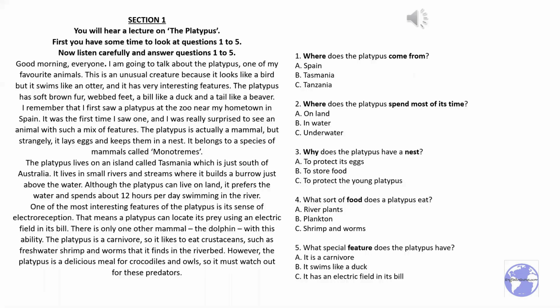It was the first time I saw one, and I was really surprised to see an animal with such a mix of features. The platypus is actually a mammal, but strangely, it lays eggs and keeps them in a nest. It belongs to a species of mammals called monotremes. The platypus live on an island called Tasmania, which is just south of Australia. It lives in small rivers and streams where it builds a burrow just above the water.